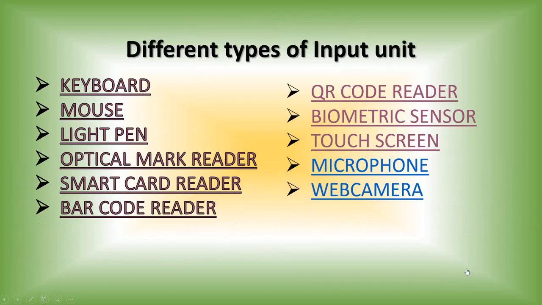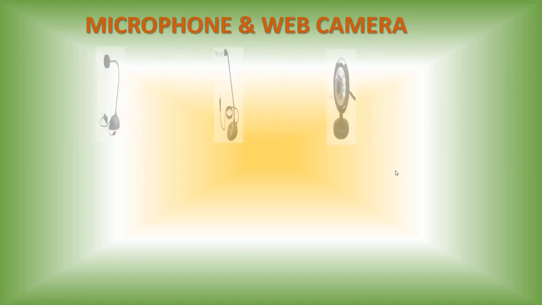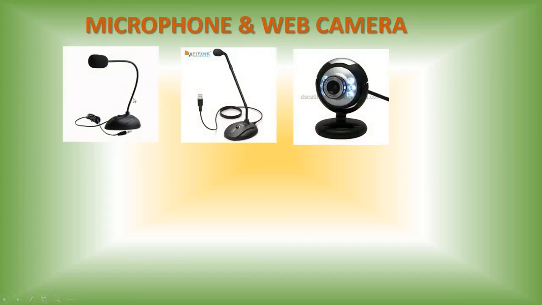Now we can see the next type of input device, the microphone and web camera. Did you hear about the word microphone? See this picture? This is a microphone, and this is a web camera. When you attend your online meet, you use your mic. You are giving your audio, your sound, to the computer, to the CPU. So that mic is known as an input device. Another name for it is microphone. Using this microphone, you are giving your audio to the CPU.